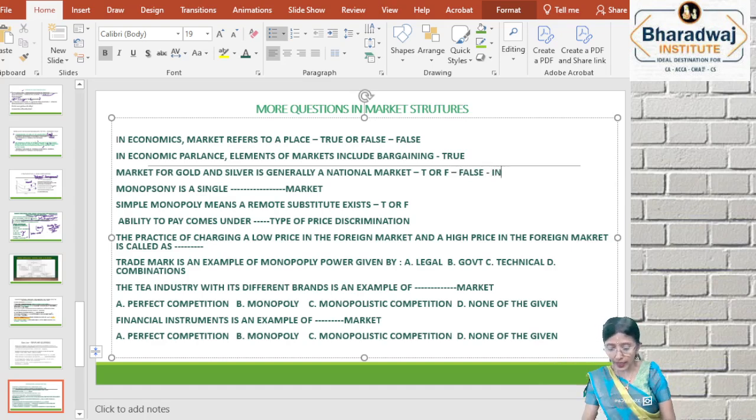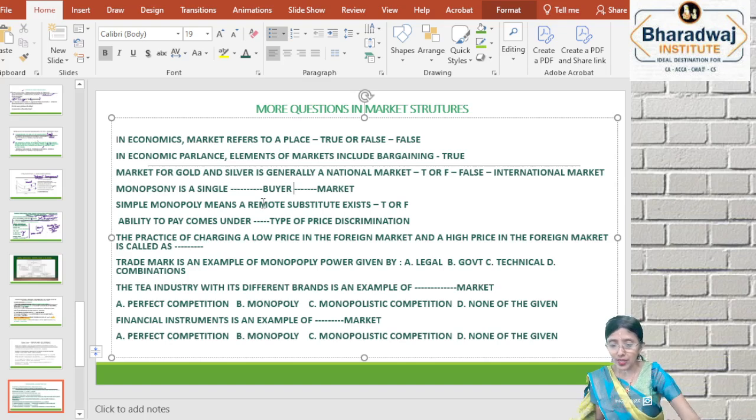So it is international market. It is taken from the general segment. Okay. Monopsony is a single buyer market. Seller means what? Monopoly. Single buyer market. Okay.